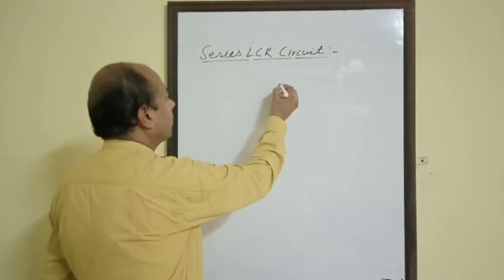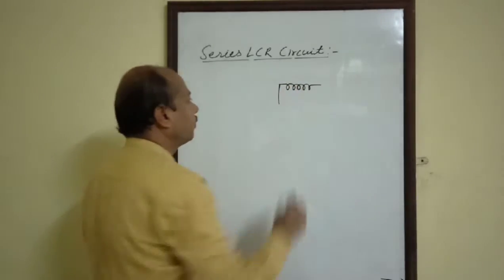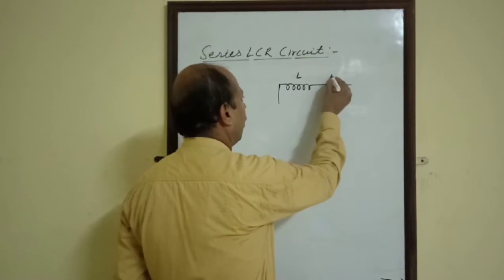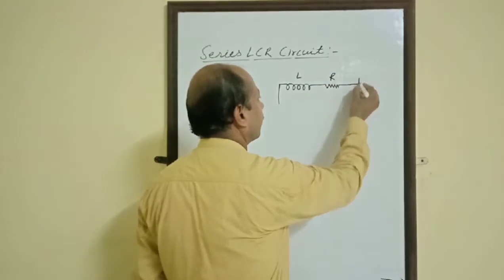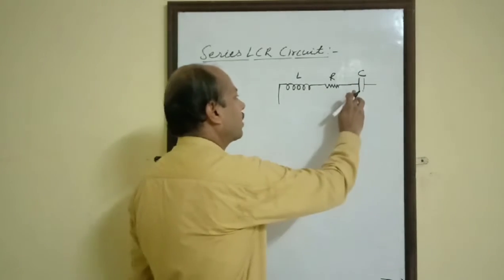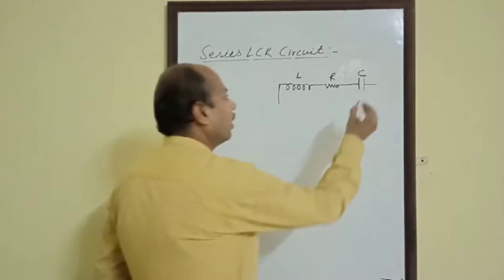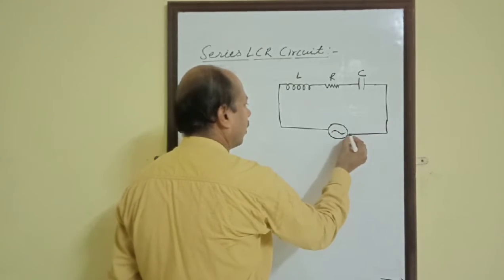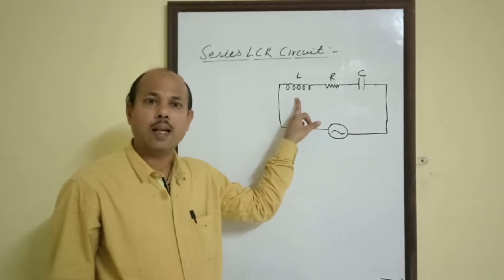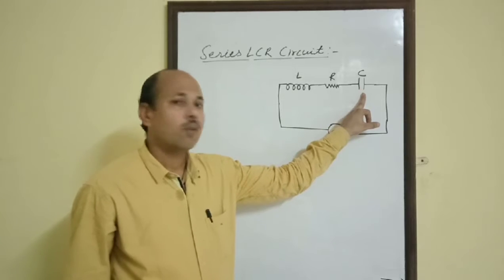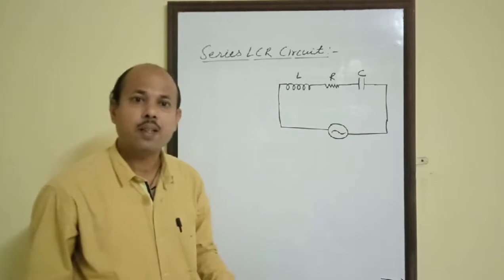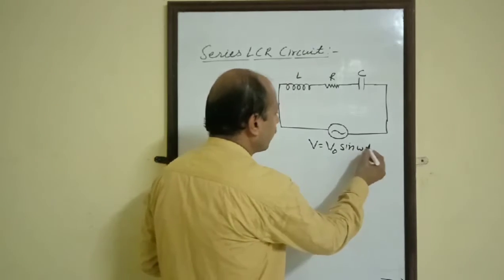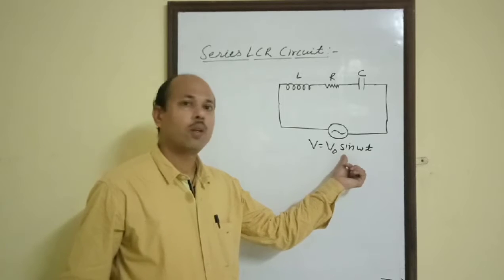So let us suppose an inductor of inductance L, resistor of resistance R, and capacitor of capacitance C, all connected in series with an alternating source of EMF V equals V naught sin omega t.